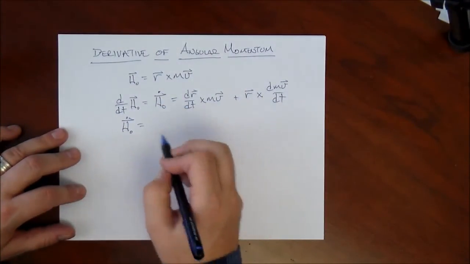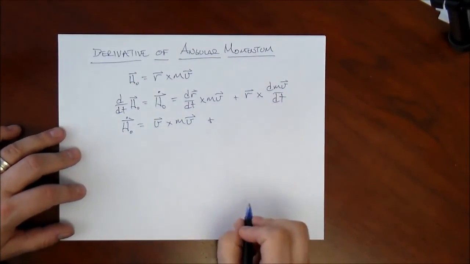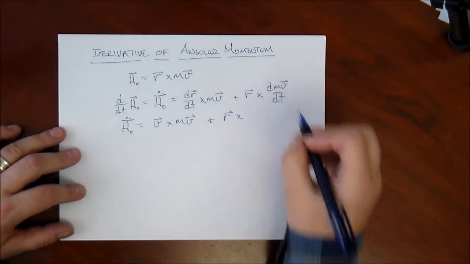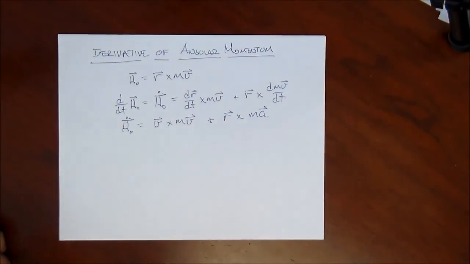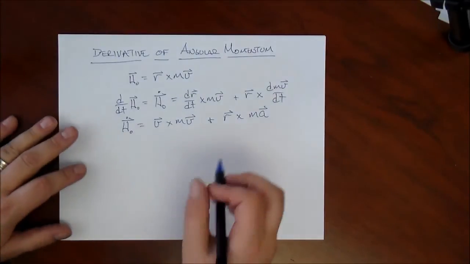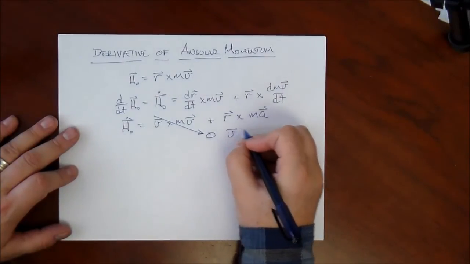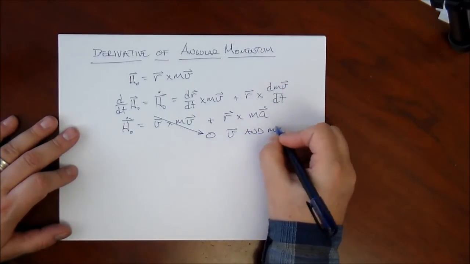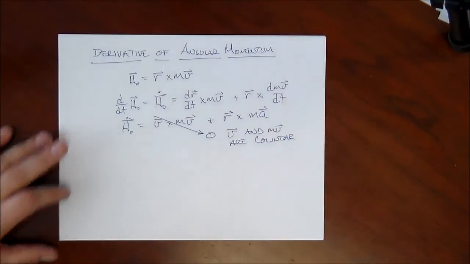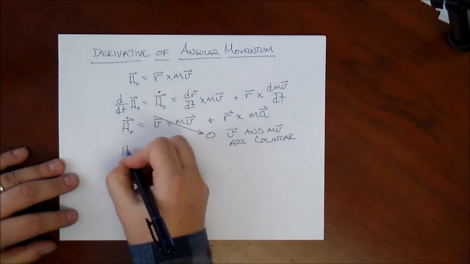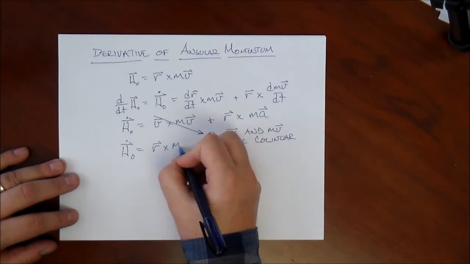So this is equal to, dr dt is the velocity, so it's v cross mv plus r cross with, assuming the mass is constant, m times the derivative of velocity, which is the acceleration. Now, this term is always going to be 0 because v and mv are collinear. They point in the same direction, so their cross product will be 0. So all that's left is that the time rate of change of the angular momentum is r cross ma.